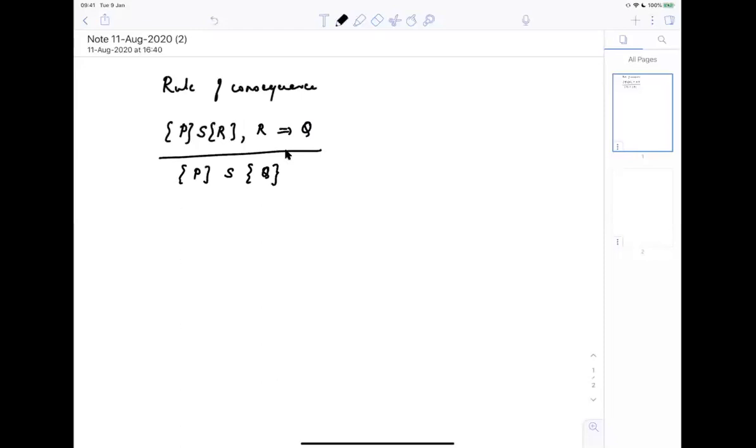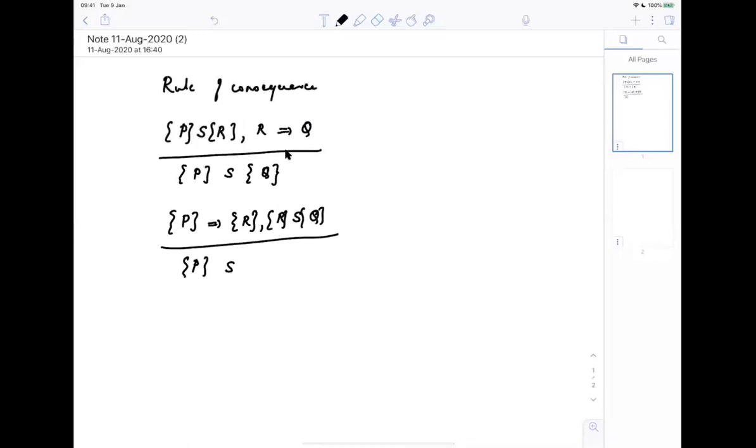And we had another form. It said P implies R, R, S, Q, and we said this also, if you're able to prove the numerator, then P, S, Q. What this means is, if P is a precondition for a program S, R, and R is an assertion that implies an assertion Q, then we can conclude that P is an assertion which, upon the execution of the statements S, can assert Q. This was the first one that we learned.